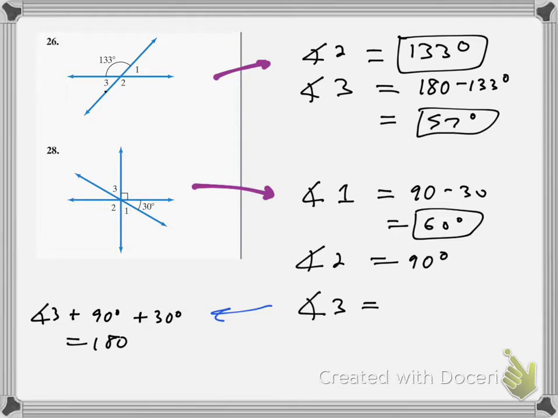So that means angle 3, if I subtract the 90 and the 30 over, should be 180 minus 90 minus 30. That's 180 minus 120, which is 60. So you're always looking for things that add up to 90s and 180s in a lot of these pictures, or things that are across from each other. Okay, let's try another one.